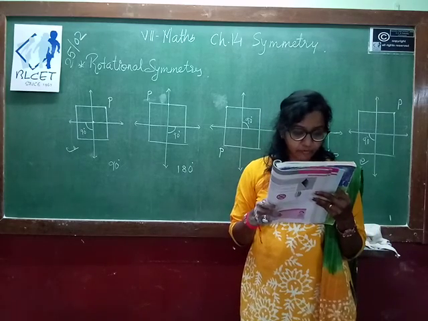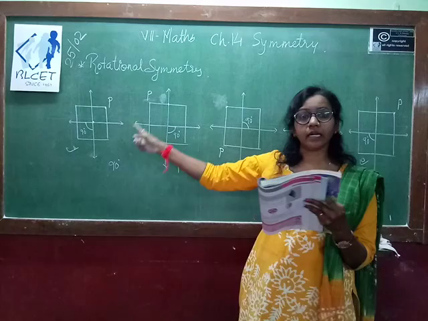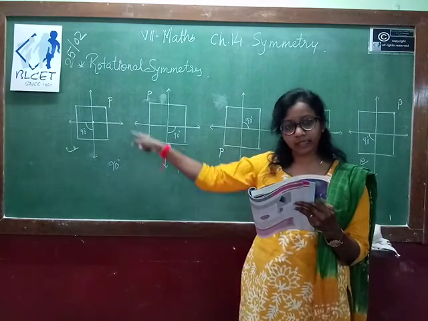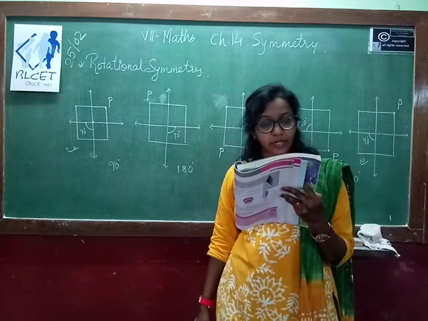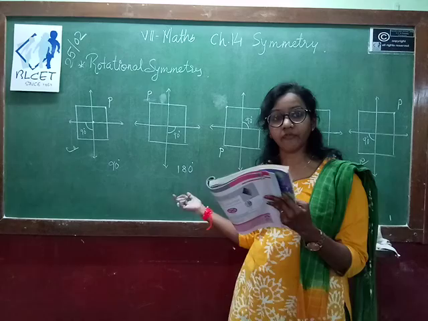The direction of rotation is clockwise, but here I have taken anti-clockwise. You can rotate this way also and this way also. The order of rotational symmetry is 4. So this is all about rotational symmetry for a square.